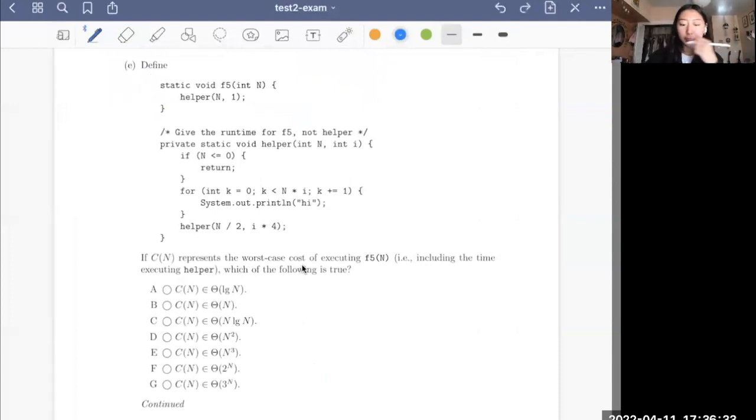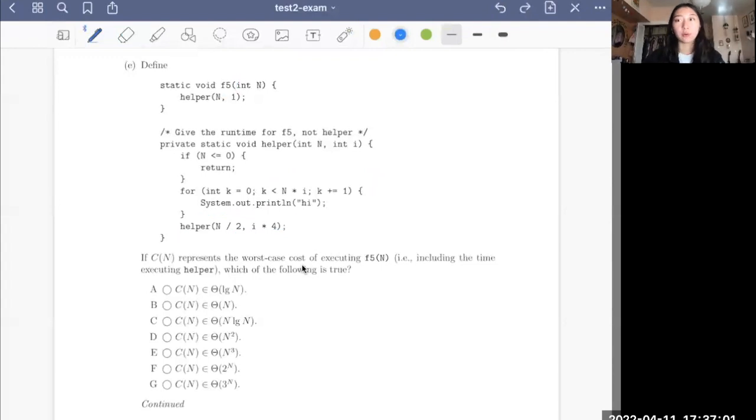method named helper. And we're giving the runtime for F5. So assuming that we pass in initially n and 1, what happens? Well, if n is less than 0, we return, that's the recursive base case. Then we have some sort of loop, and I'm going to analyze the work for that later, but it's about linear in n times i. And then we have the recursive calls. And so this is what I want to look at.